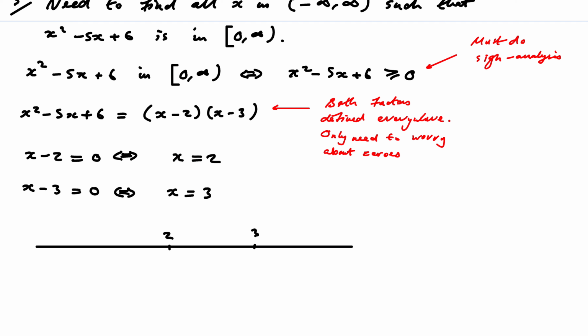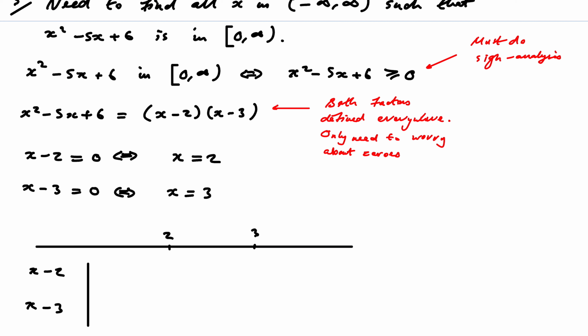So then what should I do? Well, I need to basically determine if I'm positive or negative between these intervals, between these positions and around them. To do that, I'm going to look at the individual factors. So down here, let's write my 2 factors. Let's do x minus 2 and x minus 3.